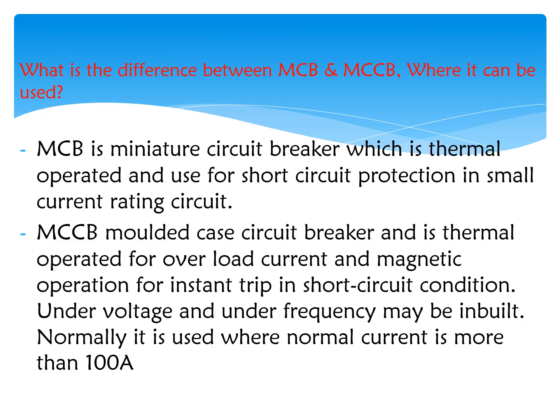What is the difference between MCB and MCCB? Where can they be used? MCB is a miniature circuit breaker which is thermally operated and used for short circuit protection in small current rating circuits. MCCB, molded case circuit breaker, is thermally operated for overload protection and magnetically operated for the instant trip in case of short circuit condition. Under voltage and under frequency protection can also be inbuilt. Normally it is used where normal current is more than 100 ampere.